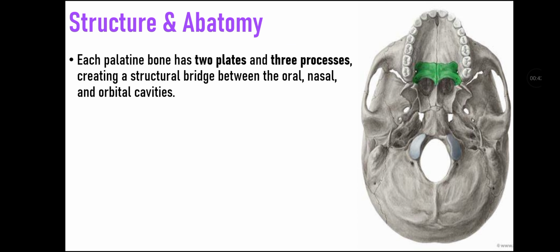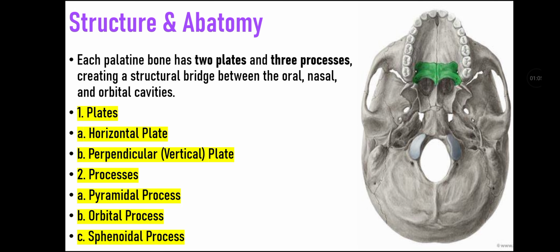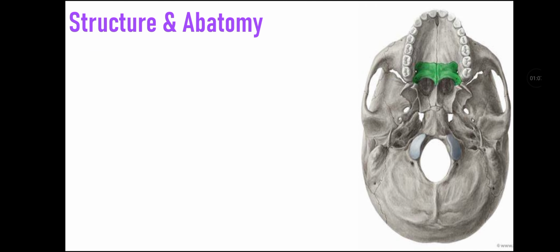Talking about structure and anatomy. Each palatine bone has two plates and three processes, creating a structural bridge between the oral, nasal, and orbital cavities. First, we will talk about its plates. It has horizontal plate and perpendicular plate that is also called as vertical plate. Then it has processes that are pyramidal process and orbital process and sphenoidal process.